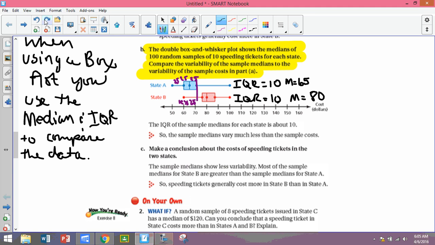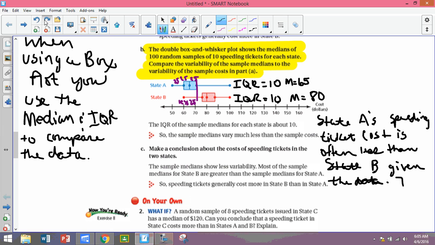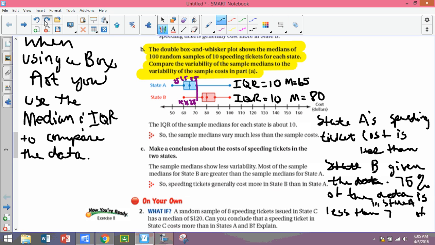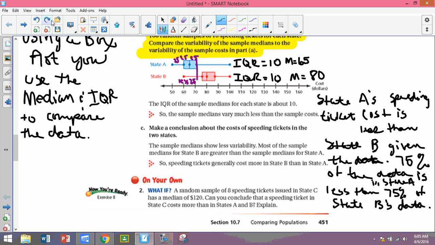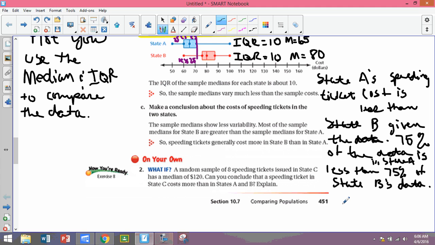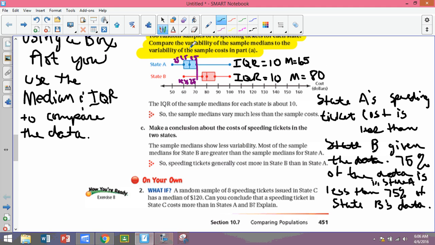So your conclusion could be that state A's speeding ticket cost is less than state B's, given the data. 75% of the data in state A is less than 75% of the data in state B. So to conclude, if you're going to speed, you should speed in state A, where it's going to cost you less than in state B. That would be my conclusion. This is a big difference.